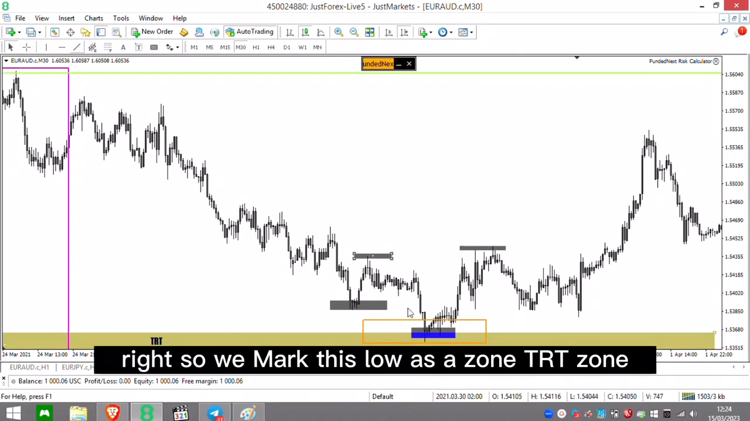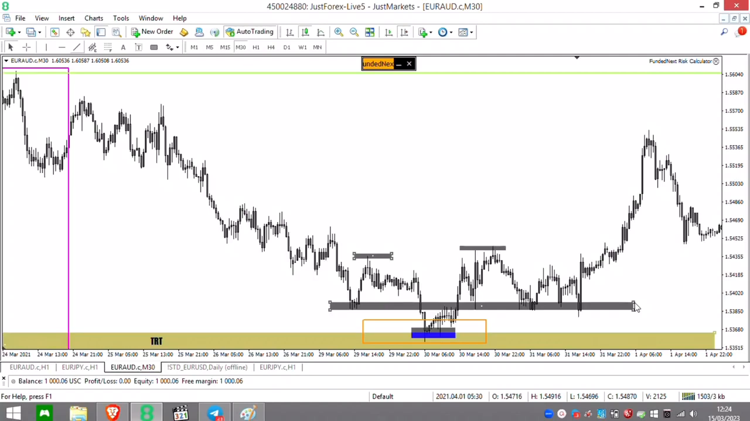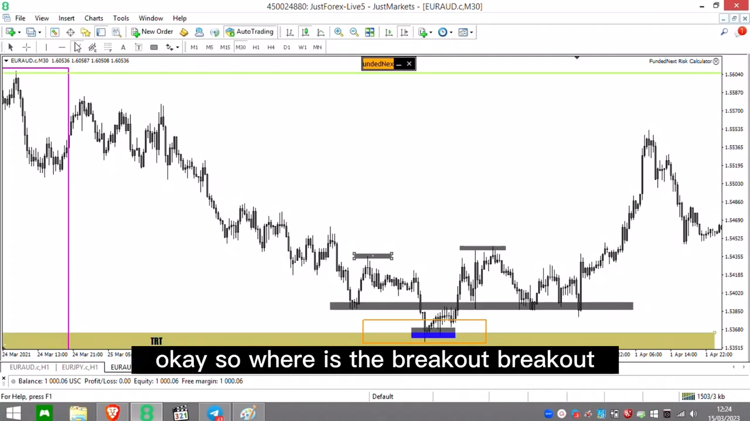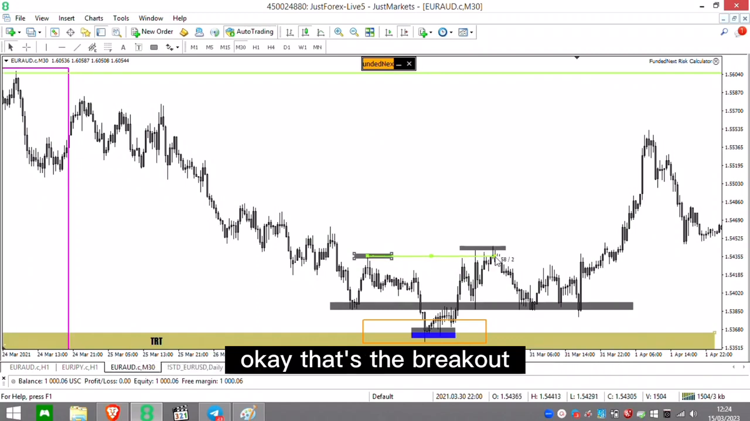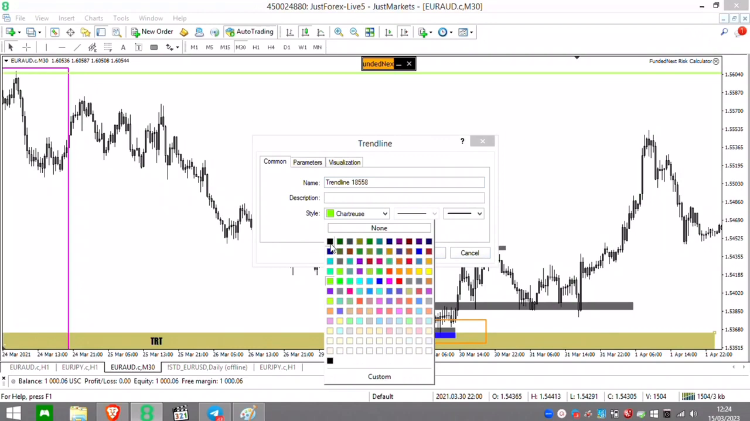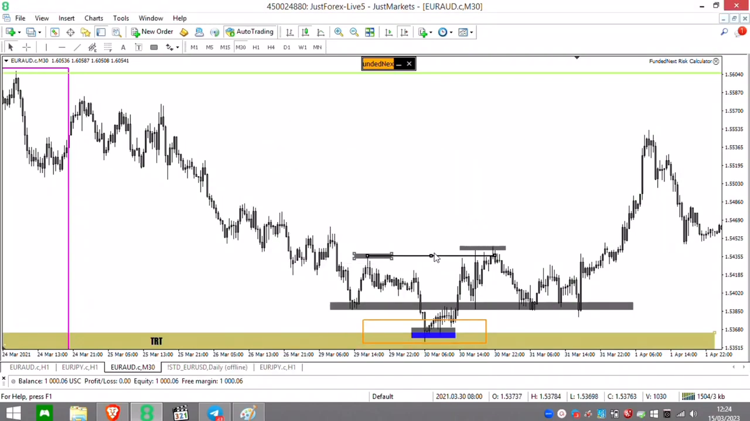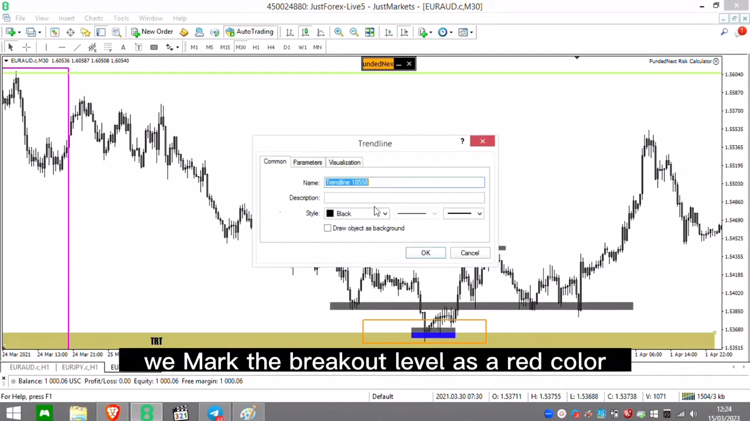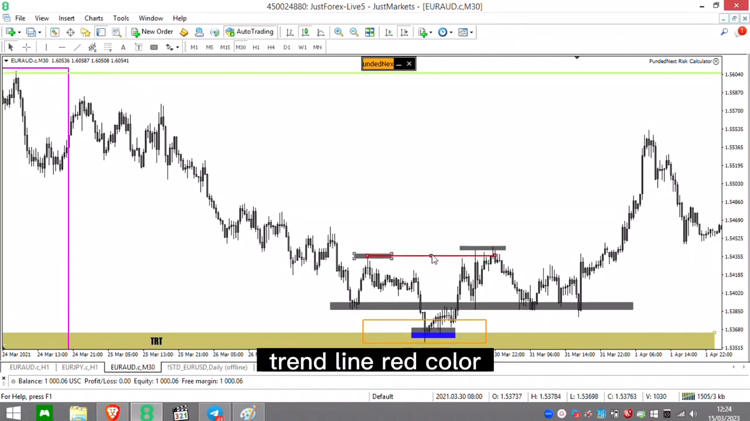Right. So we mark this low as a zone, TRT zone. Okay. So where is the breakout? Okay, that's the breakout, the wick. We saw the breakout already. We marked the breakout level with a red color trend line.